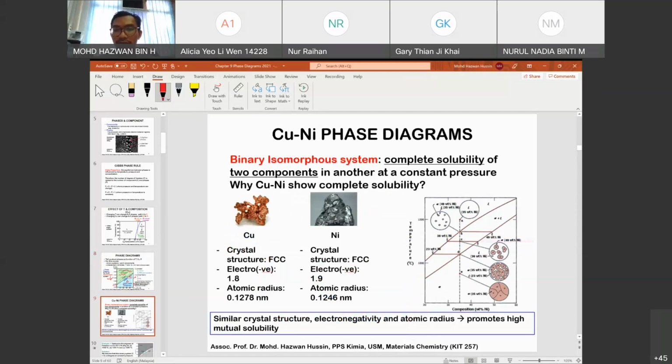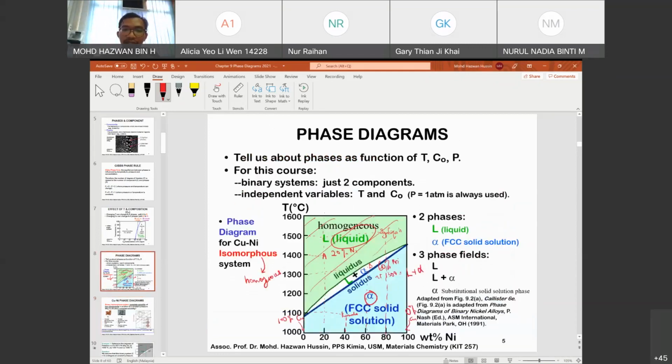So a complete solubility of two components in another at a constant pressure. But why will copper and nickel show complete solubility? I guess this one you also have learned with Dr. Chua before. Okay, so I just want to test you. So you have copper and nickel. When you mix these two metals together, you melt copper and you melt nickel, you mix it together, and it will produce this kind of phase diagram.